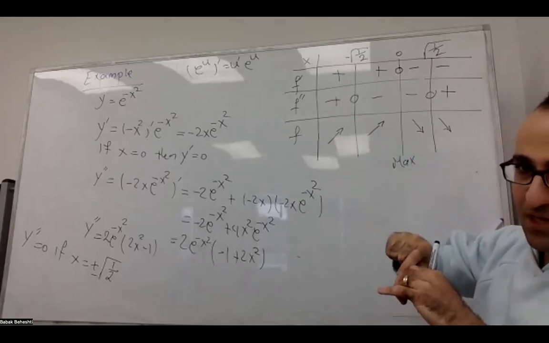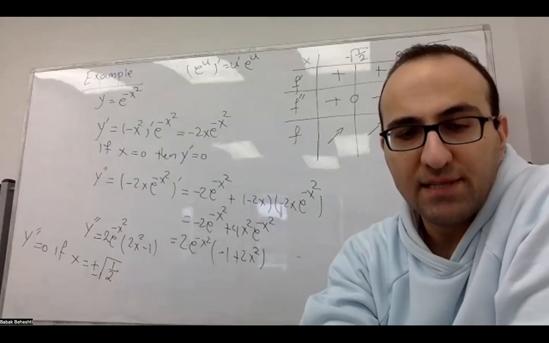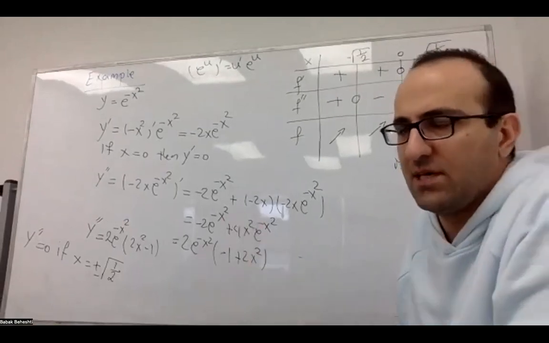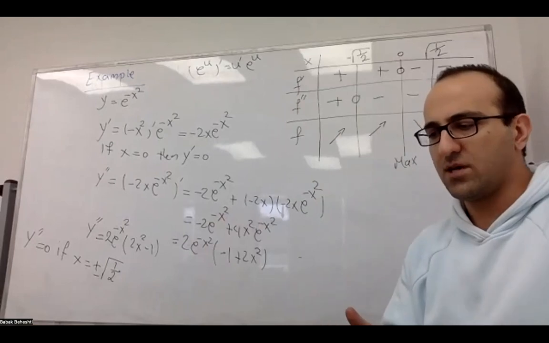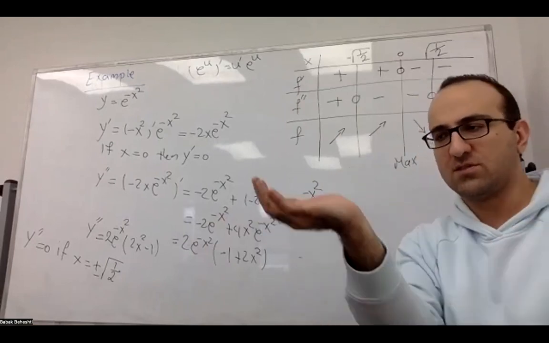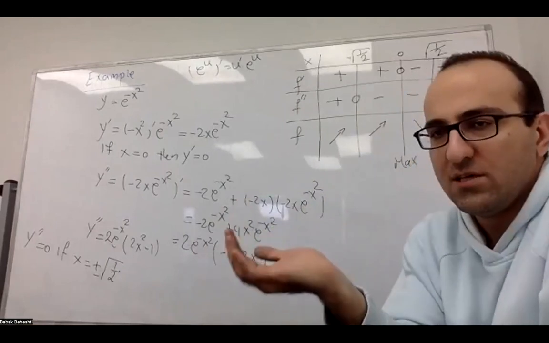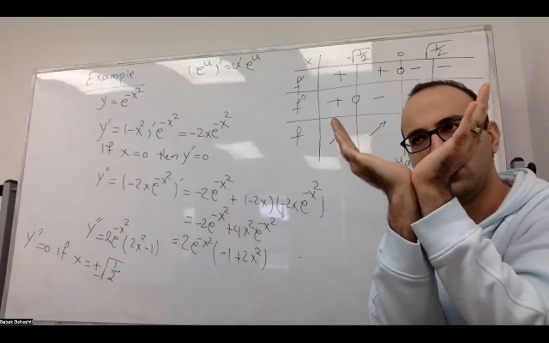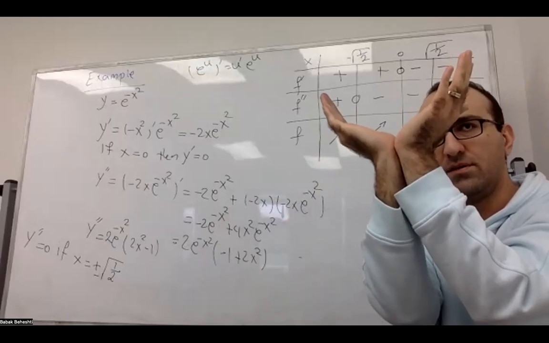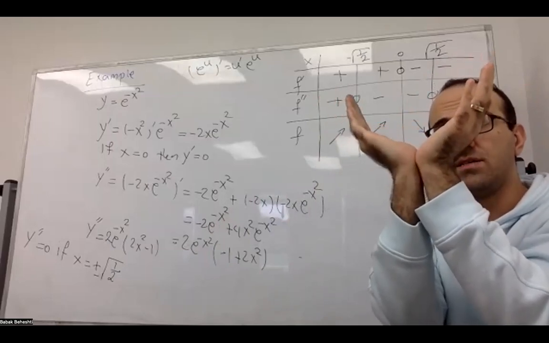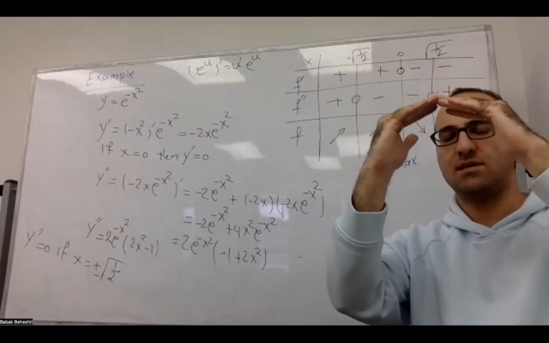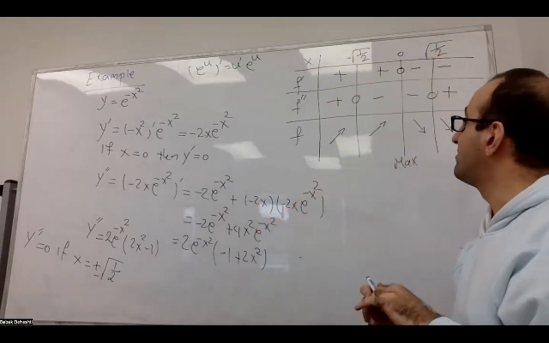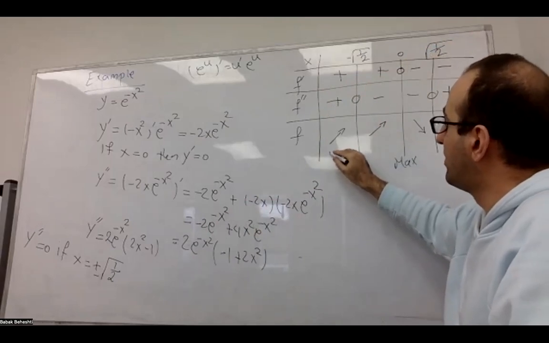F double prime relates to the concavity of the function. I will tell you what concavity is. Concavity basically means, if f double prime is positive, the graph of f is concave up. It's like this. Look, this is concave up, the graph, if f double prime is positive. If f double prime is negative, it's concave down. It's like this. Concave down, concave up. Okay? So f double prime positive, it's concave up.